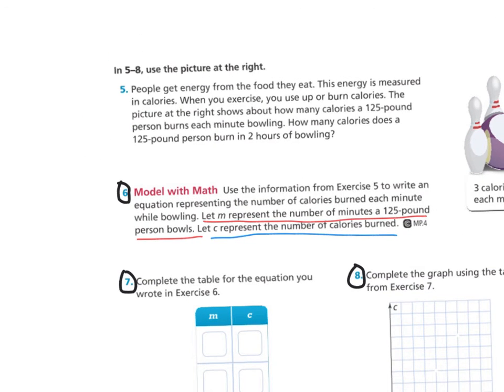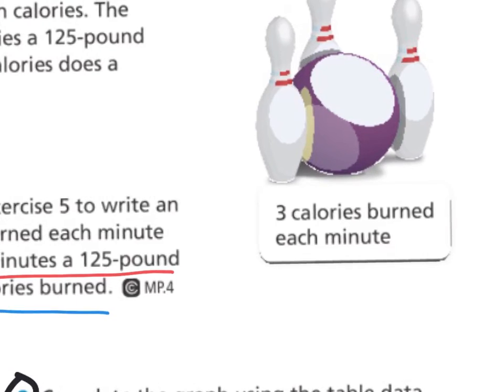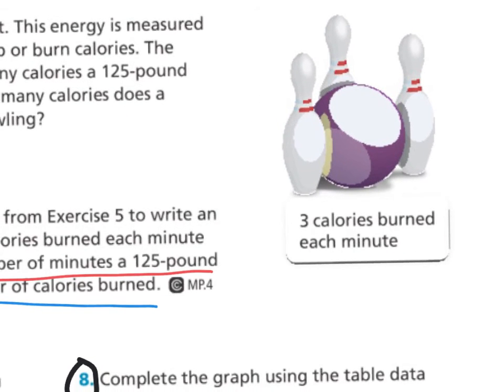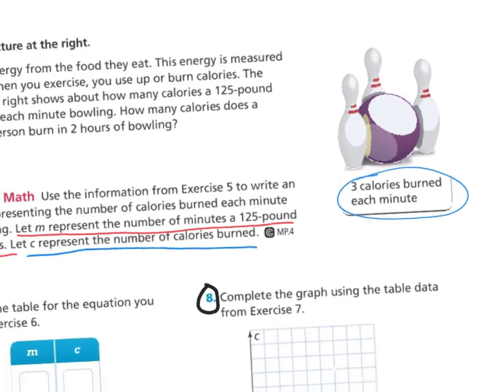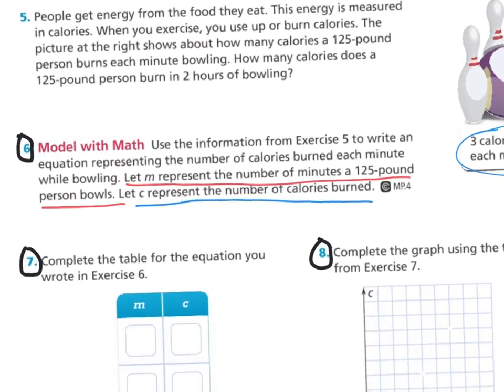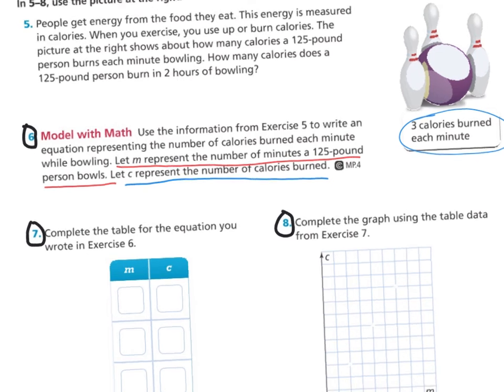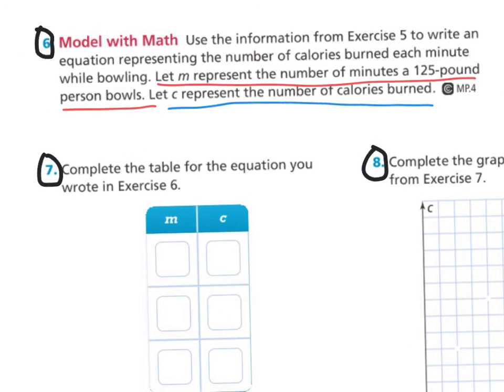If you go back to the previous problem, basically they're saying for a 125-pound person, they burn 3 calories per minute. 3 calories burned per minute. Okay? So if we're doing this problem, we're probably interested in trying to find how many calories we've burned. So I'm going to do C equals something, calories burned equals something.